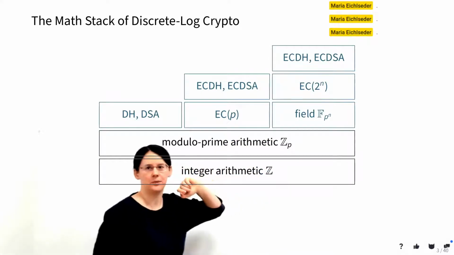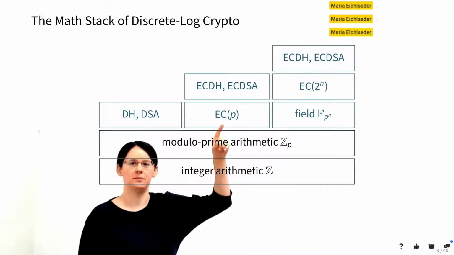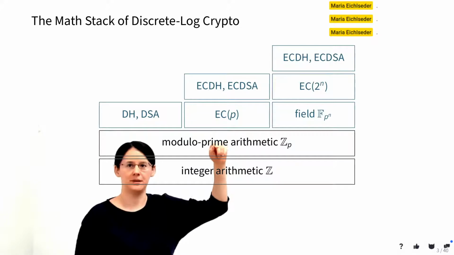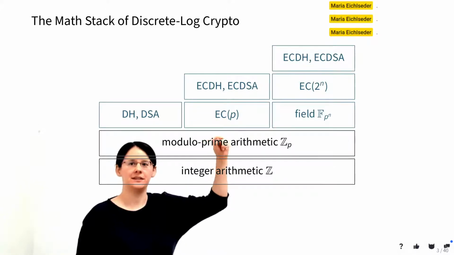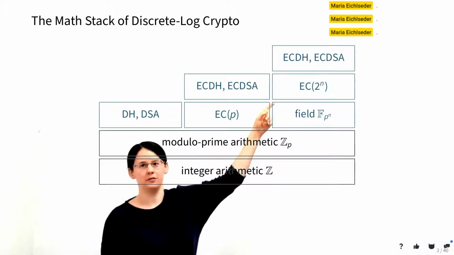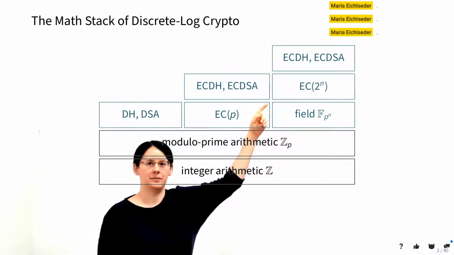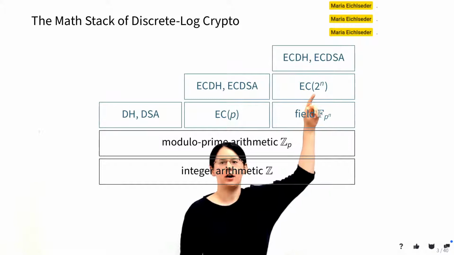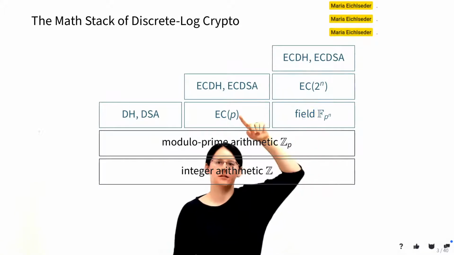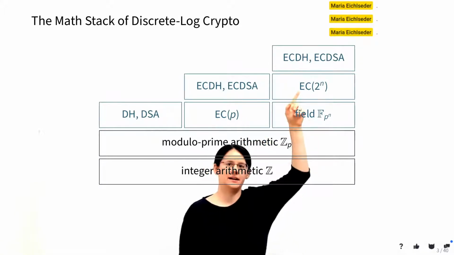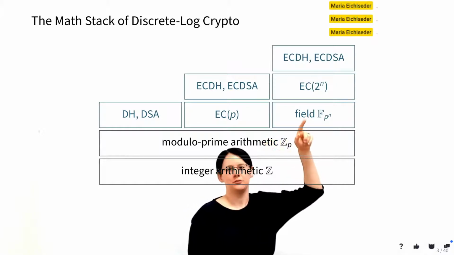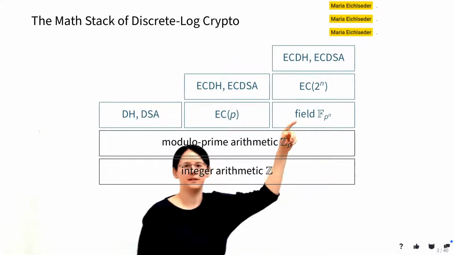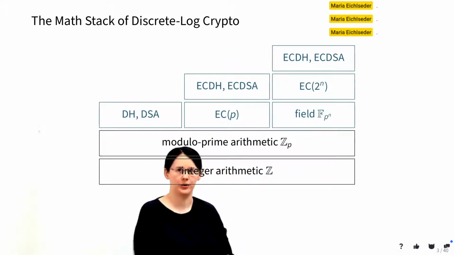For these, we will first need to introduce what an elliptic curve is, based on prime numbers, but we will also see that there is a second type of elliptic curves, which is called binary elliptic curves, because the underlying size, the underlying field size, is a power of the number 2 instead of a prime number. For this we will need to introduce how finite fields over a prime power work.